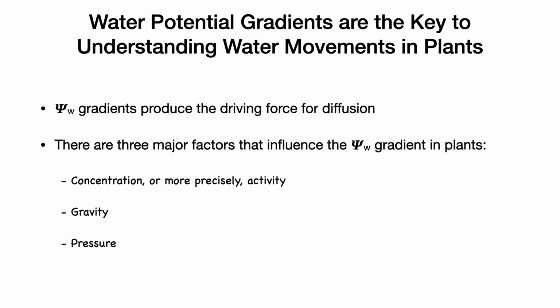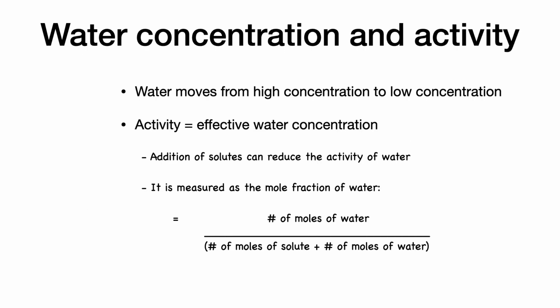So water potential gradients are the key to understanding water movements in and throughout the plant. Water potential gradients produce the driving force for diffusion of water. There are three major factors that influence the water potential gradients in plants. That is, there's concentration, or more precisely, activity of water, there's gravity, and there's pressure. So let's talk about water concentration for a moment and activity.